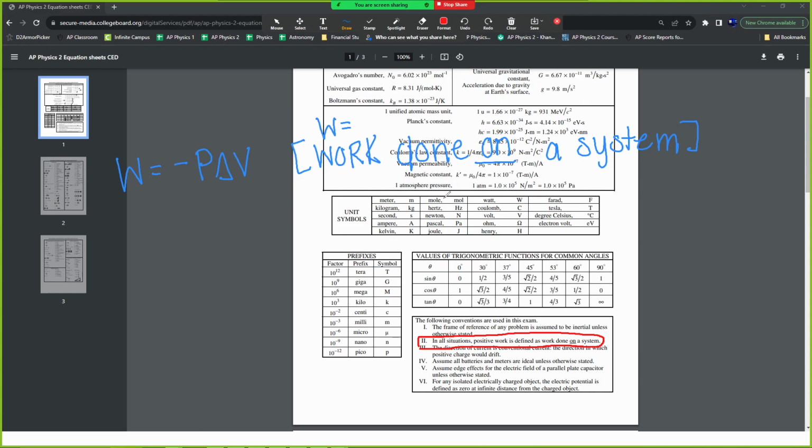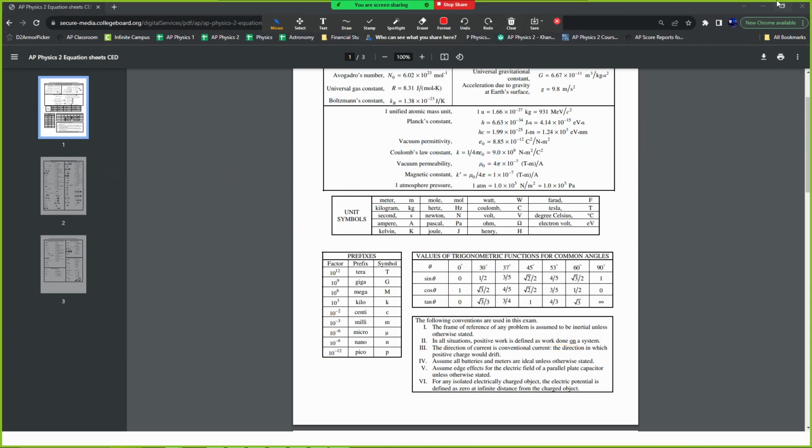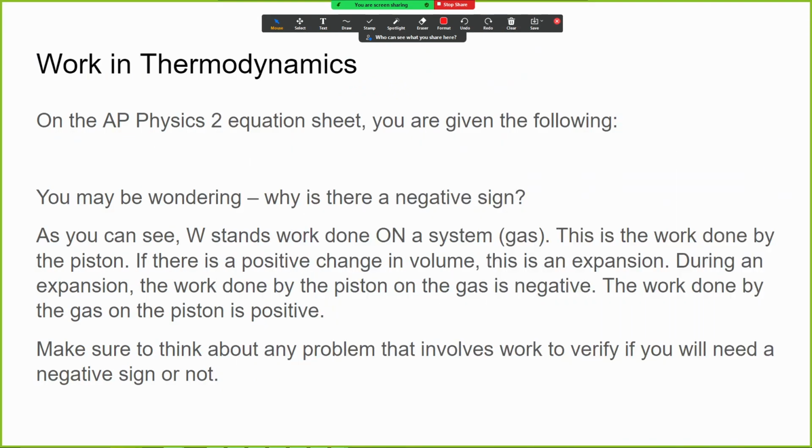That's really important, especially in this equation here, because like I said, if you flip that negative sign, your answer is going to be totally off. So we just need to make sure that we're aware of that. Okay, move this back elsewhere.